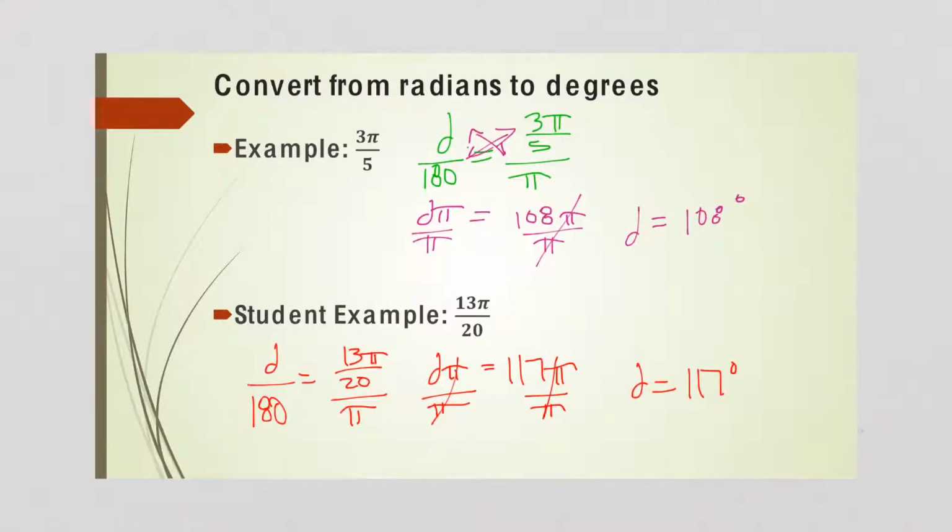And for an answer, you should have gotten d equals 117 degrees. Remember, these are straight up proportions. If I'm given an answer in radians, I plug it into the radian spot above the pi. If I'm given an answer in degrees, I plug it in above the 180 in the degree spot.